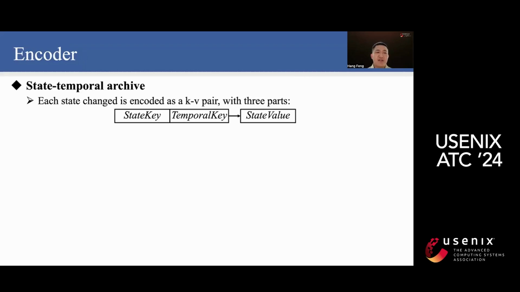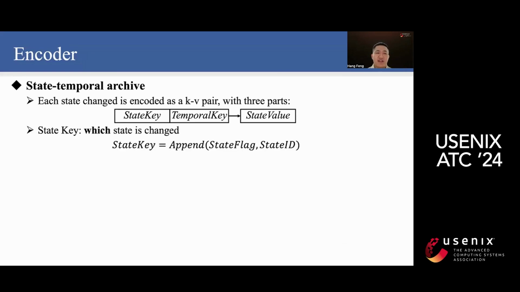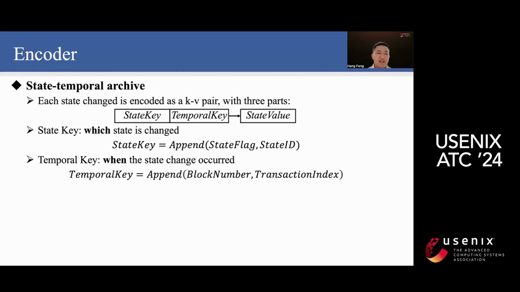Then, the encoder encodes each state change into the state temporal archive, which is a key value pair with 3 parts. The first is the state key. It represents which state is changed. The state key is a concatenation of the 1-byte state flag and the state ID, such as storage or address. The second is the temporal key. It represents when the state change occurred. The temporal key is a concatenation of block number and transaction index.